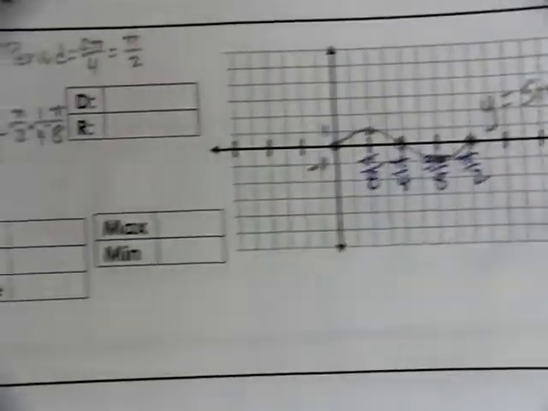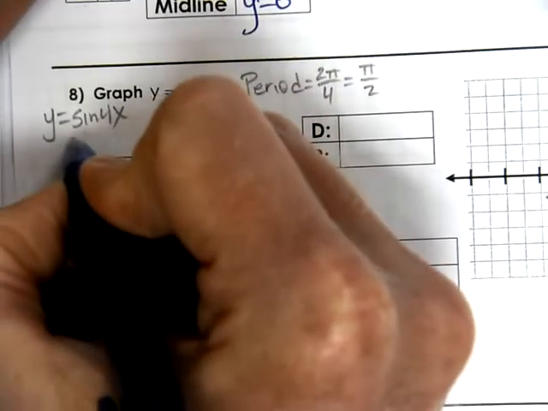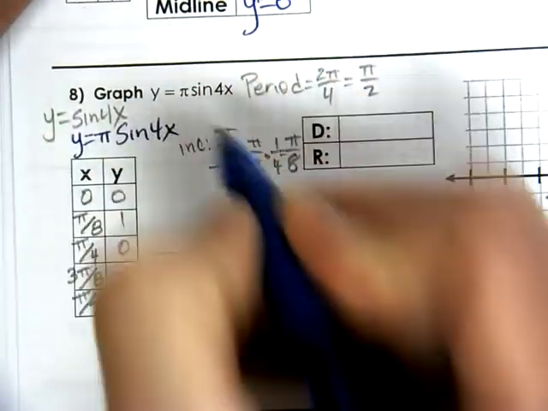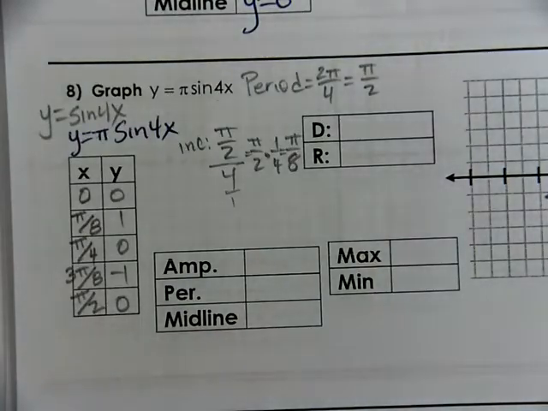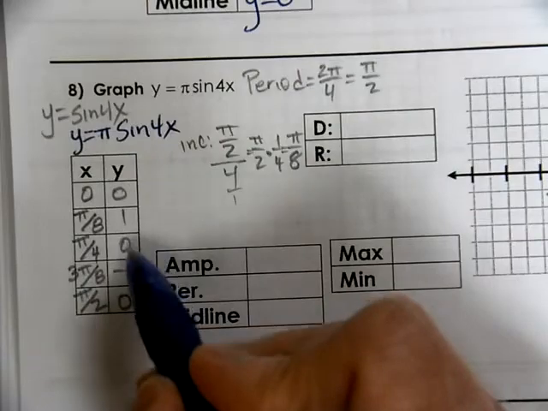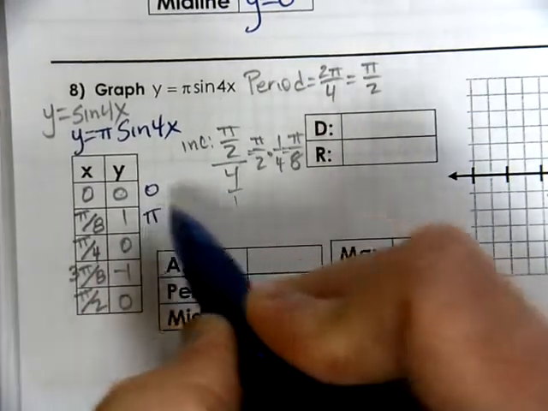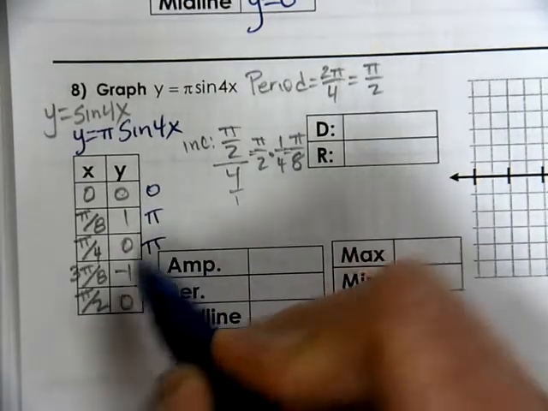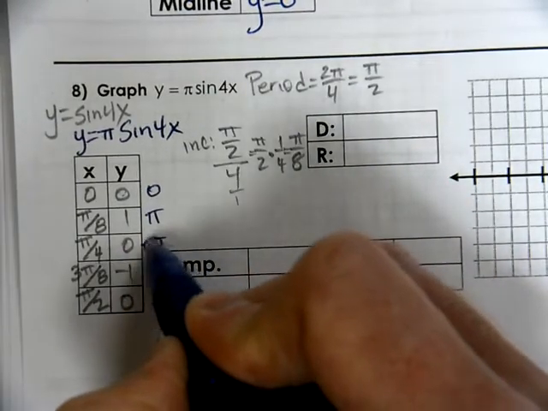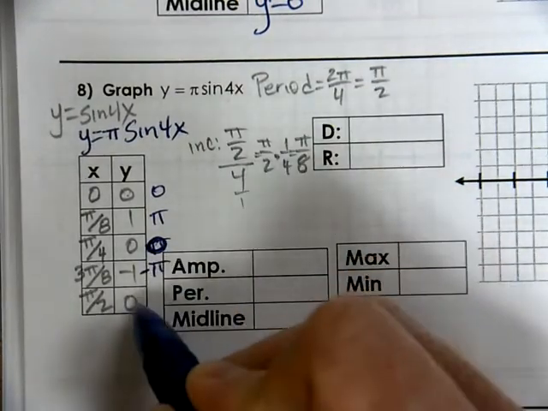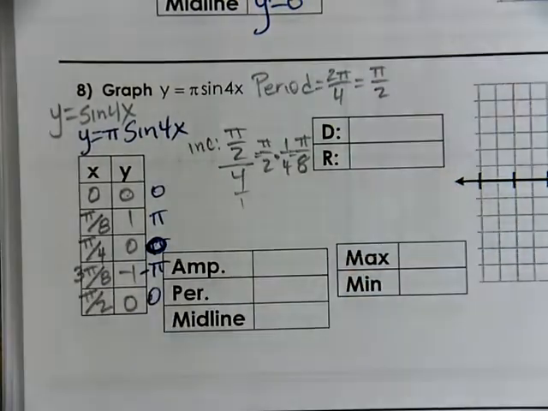Now we're going to do y equals pi sine of 4x. Well, that's an a value. So we take our a value and we multiply all the y values. So 0 times pi, 1 times pi, 0 times pi, negative 1 times pi is negative pi, and 0 times pi. So those are our new points.